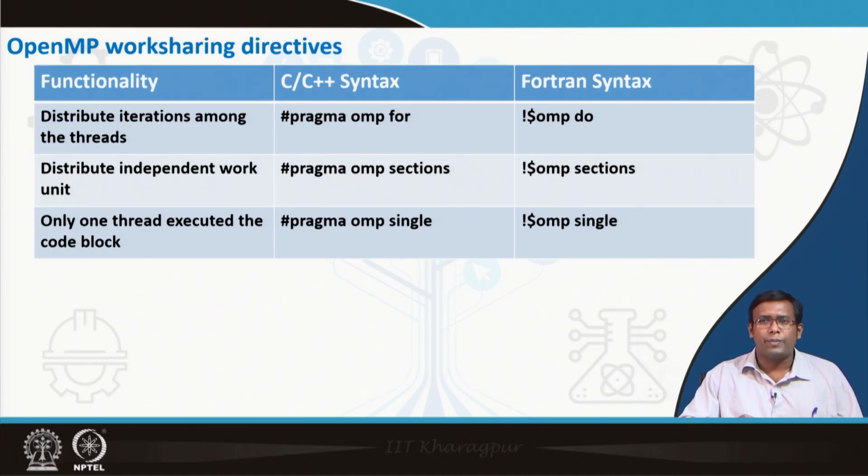Within the parallel region, we will say that now multiple threads will be there. Each of the threads can look into different sections, and this is the next way of OpenMP parallelization, that is, launching sections and distributing independent works.